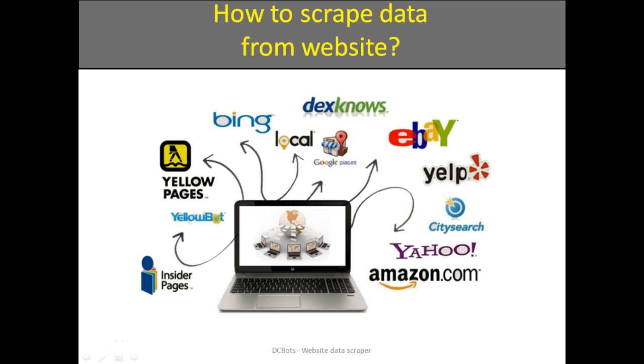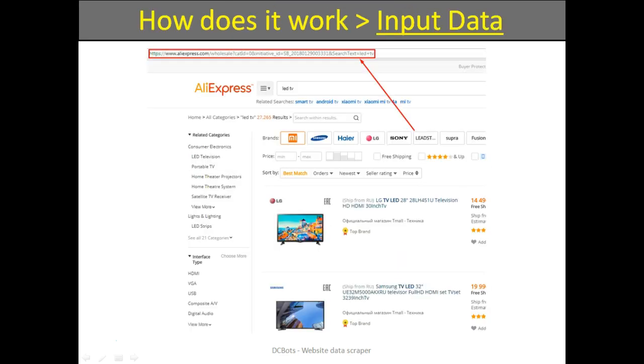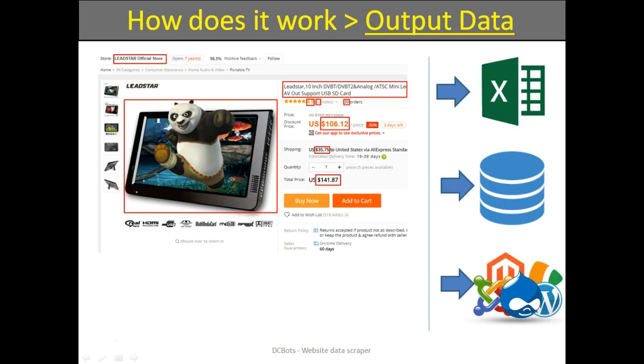Now you will see how to extract data from a website using our solutions. How does it work? As input data, you set the website listing link. Then just launch the data extraction process in DCBots software. Finally, you receive products and prices from online retailers, reviews, ratings, images, new sales leads from directories, communities and social media, and other essential data on relevant websites.